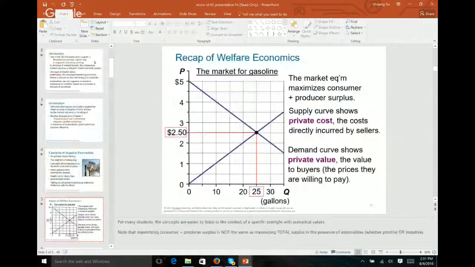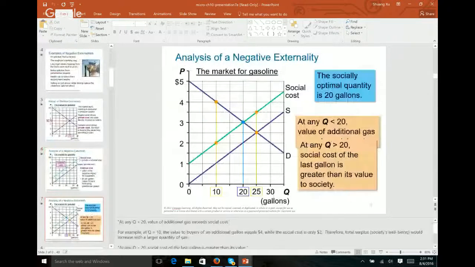Also note that if I give you a graph like this, make sure you know how to read it. In this graph, the green line is your social cost, your social supply curve. This blue line is your private supply curve. So anytime your social cost is more than your private cost, this must be a negative externality. Any type of pollution or noise would be a negative externality, and that's bad for the economy.